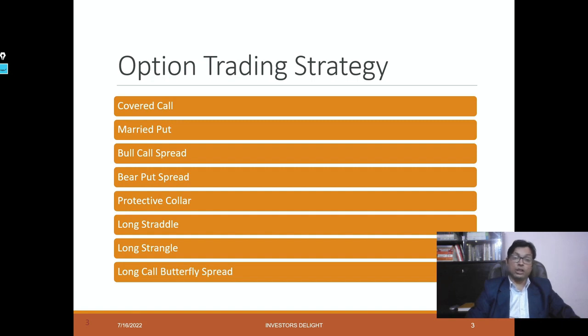We have already covered payout of call and put options. Now we'll see how combinations work like covered call, married put, bull call spread, bear put spread, protective collar, long straddle, long strangle, long call, butterfly spread. So all these strategies we'll discuss in brief details, that will give you exposure to various option trading strategies and you will be able to take more challenging option trading strategy for your real trade.